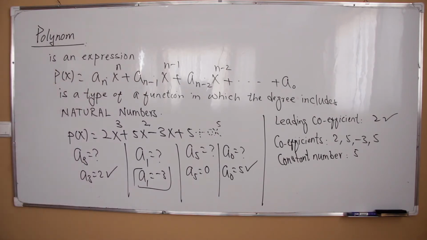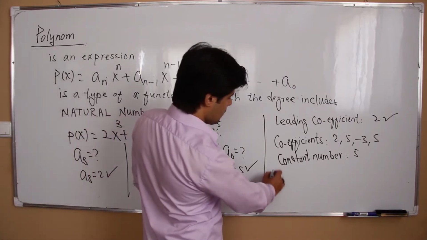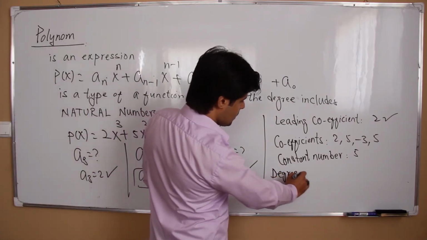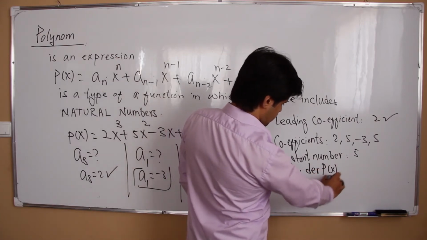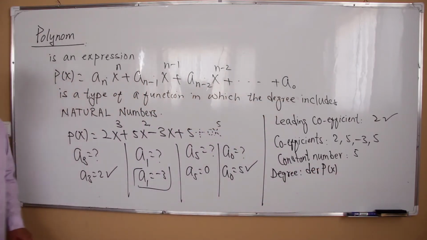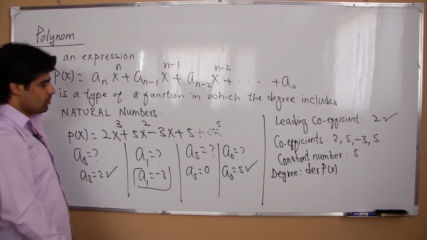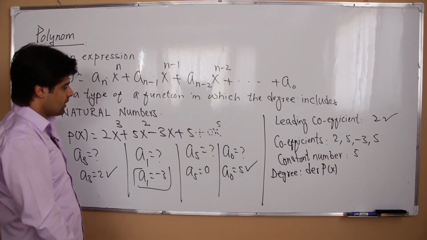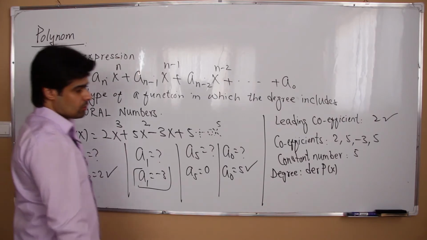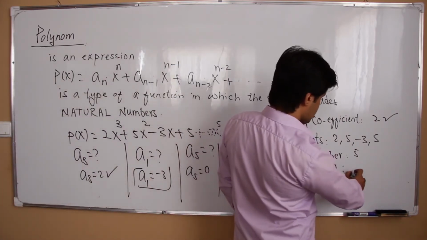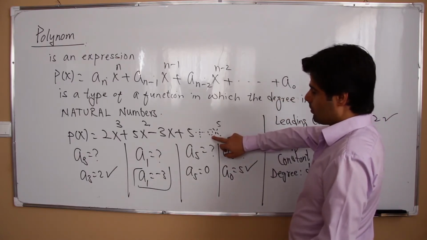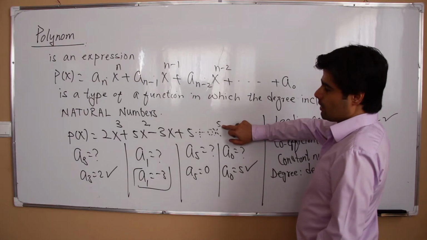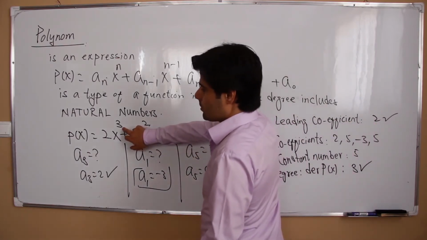And one thing more that we can say is the degree of the polynomial, which is defined like deg of p(x). Degree is the most power, or the highest power, or we can say the greatest power. The greatest power is 3. So we can say the degree is 3. It's not defined in here. We have put that one. So the degree is not 5. The degree is 3.